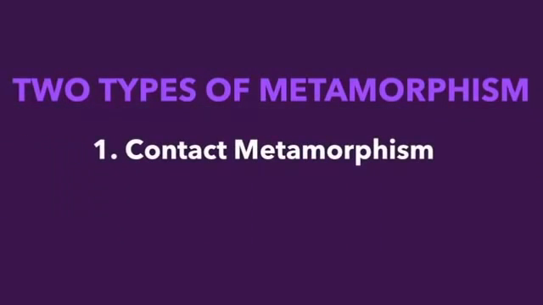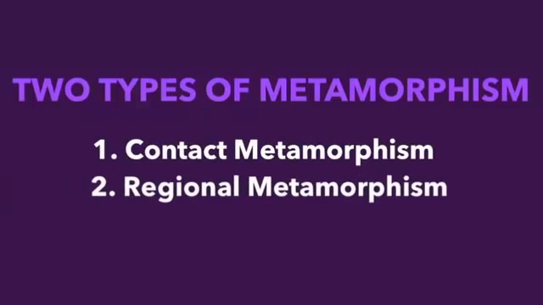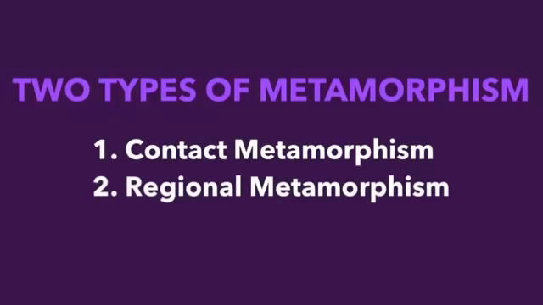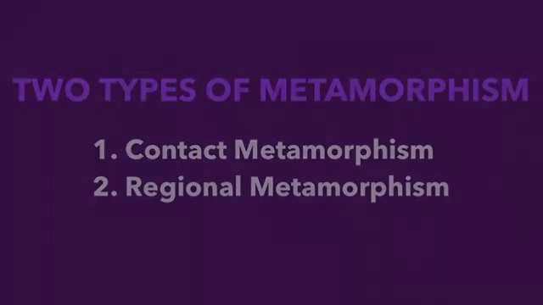There are two types of metamorphism that occur in nature. The first type is called contact metamorphism, and the second is called regional metamorphism. So let's talk a little bit about the difference between these two.